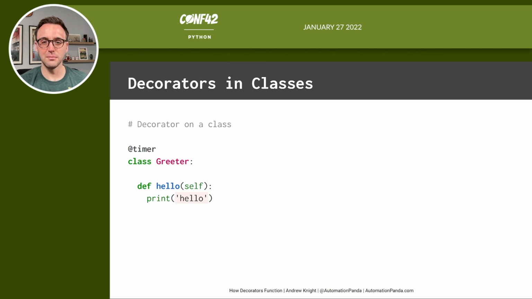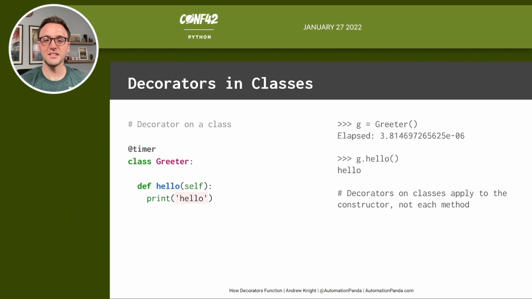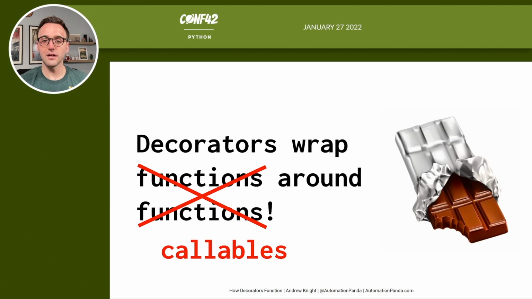Decorators can also be applied directly to classes. When a decorator is applied to a class, it wraps the constructor. Note that it does not wrap each method in the class. Since decorators can wrap classes and methods in addition to functions, it would technically be more correct to say that decorators wrap callables around callables.